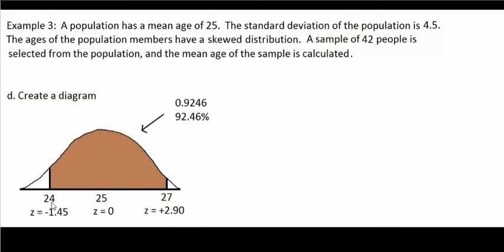And 24 turned into this number, the z-score. 27 turned into this z-score. And we're shading between the 2 points because this is the area that we're focusing on. The problem said, what's the probability of the sample mean coming out between 24 and 27? So that's the area we're focusing on, so it's shaded. And here, this is just saying that in this situation, there's a 0.9246 probability that the sample mean will come out between those two numbers, 24 and 27.